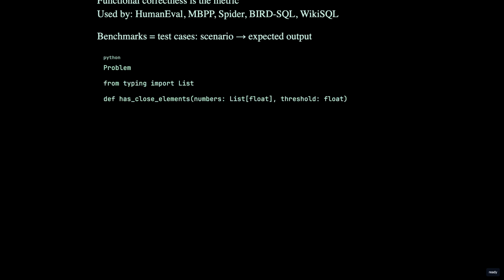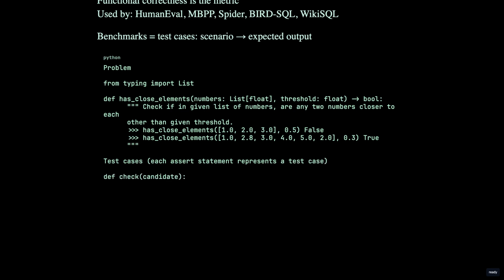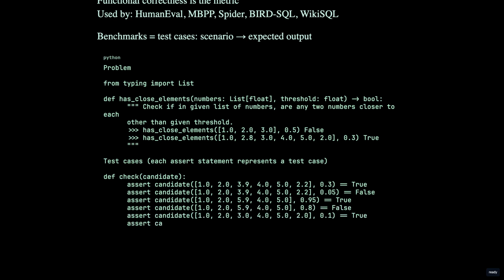This block defines has_close_elements(numbers, threshold), which should tell us whether any two numbers in the list are closer than the given threshold. The docstring includes small examples, and the check function lists assert-based test cases we need to satisfy. A common efficient approach is to sort the list and then scan adjacent pairs, since only neighbors can be closer than the threshold after sorting.